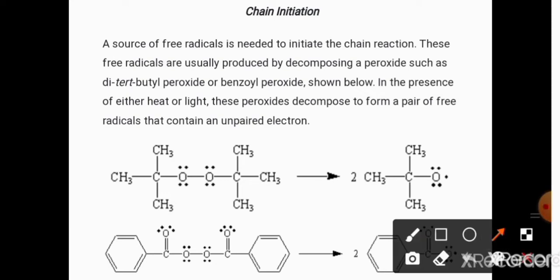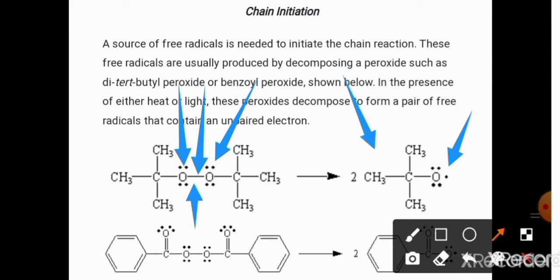In this homolytic fission, the bond between two oxygens of di-tert-butyl peroxide breaks down, and one of the electrons is acquired by this oxygen. You can see here like this, and another bonding electron is acquired by this oxygen. In such a way, after breaking the bond, two similar species are obtained that are shown on the screen.